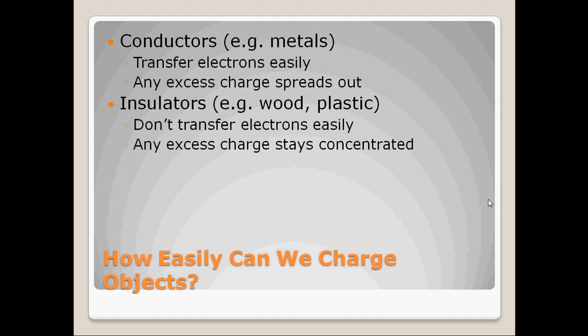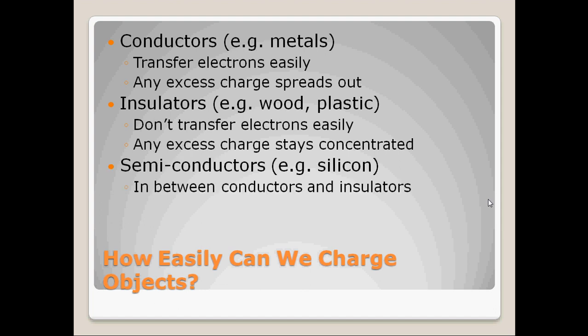The third type of object is just in between conductors and insulators. We call them semiconductors, semi meaning half, so they're like halfway between insulators and conductors. Silicon is an example of a semiconductor. Just FYI.